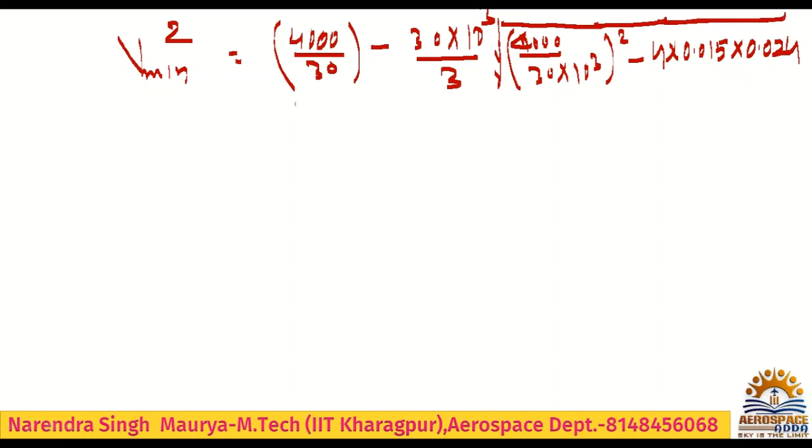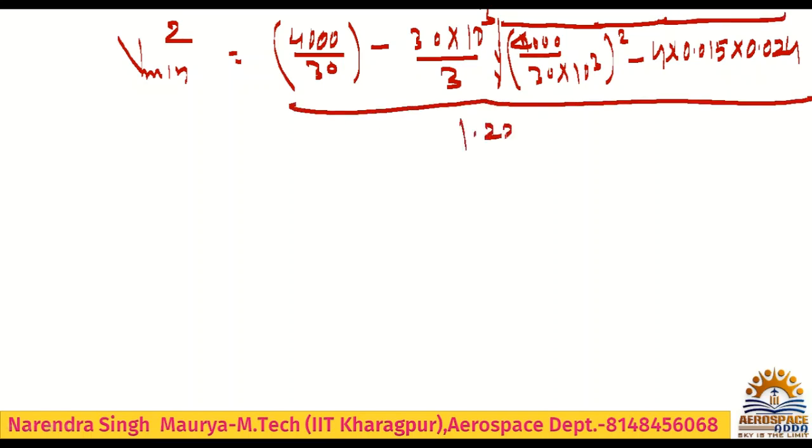Many times I have written rho infinity 1.22 into CD naught. What is the CD naught? 0.015. Okay, we will write this value. So again we'll start from here. 4000 divided by 30 10 power 3 square minus 4 into 0.015 into K is nothing but 0.024. This is the value. Take root of it. This is the value. Okay.